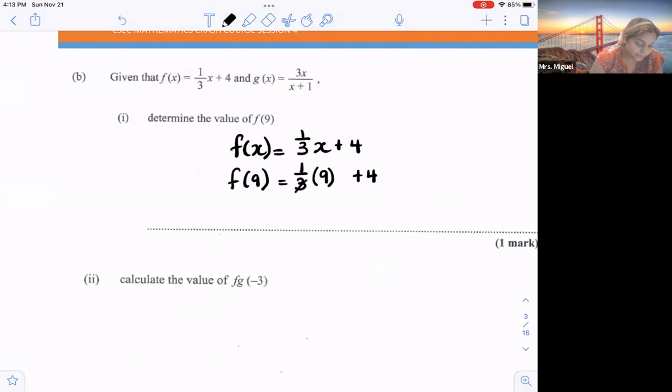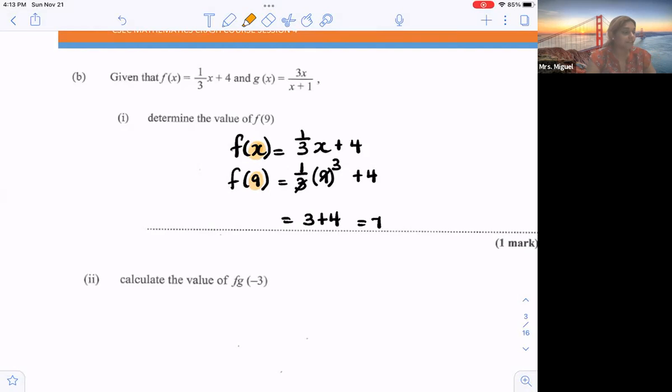So 1/3 of 9 is 3. So 3 plus 4 is equal to 7. And that was worth 1 mark. So there was nothing difficult here. All you do is replace x with 9. So wherever you see x in the equation, you replace it with a number.